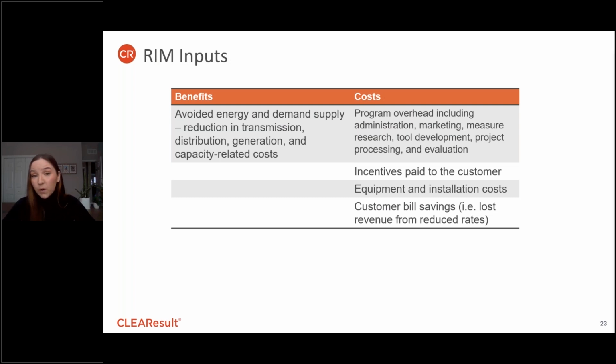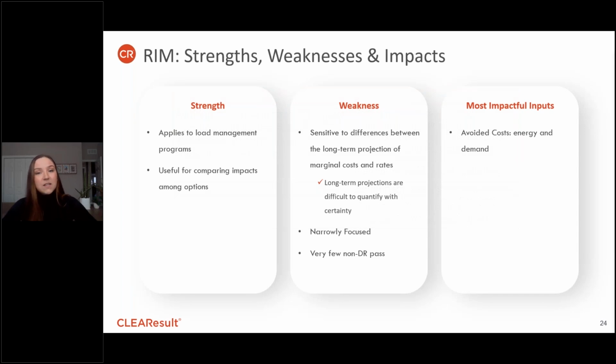So we only have one benefit for the ratepayer impact measure test, and that's going to be our avoided costs. So again, those reductions in transmission, distribution, generation, capacity related costs. Our costs are going to be program overhead, incentives, equipment and installation costs, and customer bill savings. So you can obviously see this one has only one benefit associated here, and we're very cost heavy. You'll see a little bit more on the next slide, but kind of spoiler, this one is very difficult to pass for that reason, because we've got a lot more costs accounted for than our benefits.